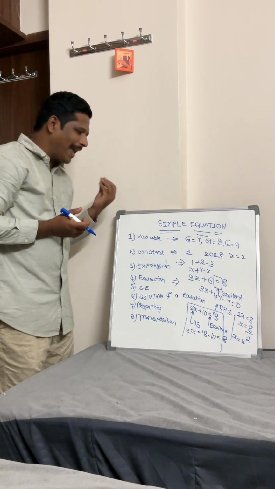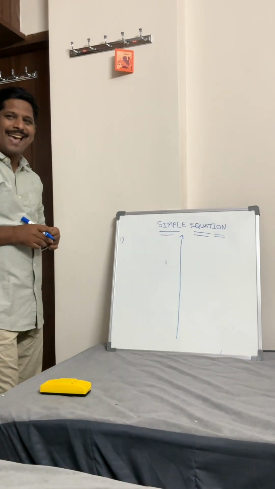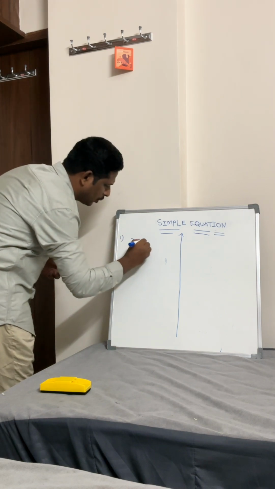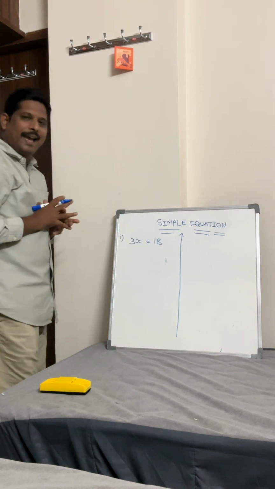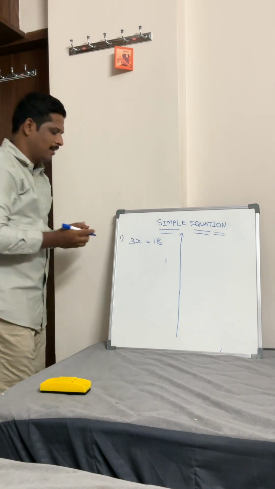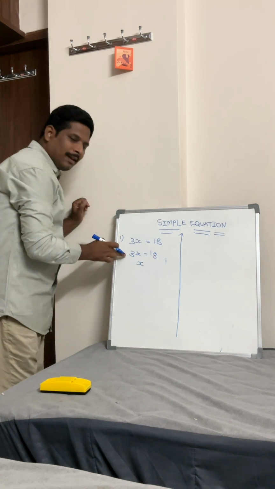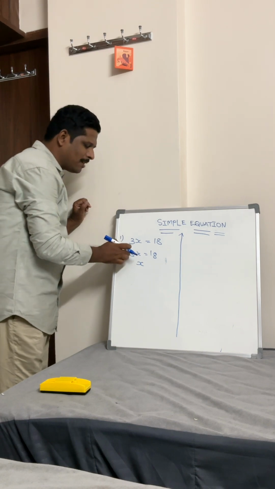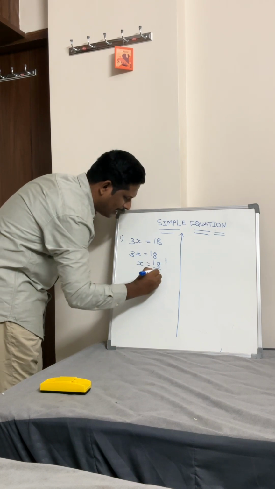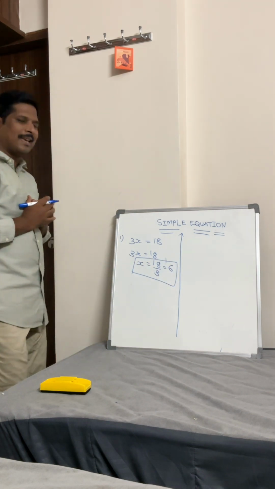Let us see some more examples based on simple equations. 3x is equivalent to 18. Here we have to find the value of x. See, 3x is equivalent to 18. Here 3 is multiplying with the variable x, so it goes to the other side by transposition. x is equivalent to 18 by 3, which is 6. So the value of x is 6.